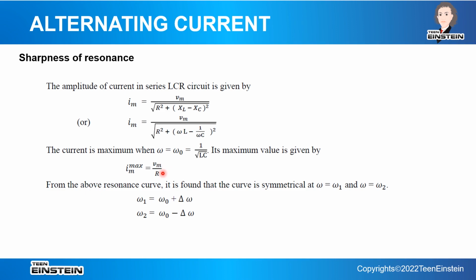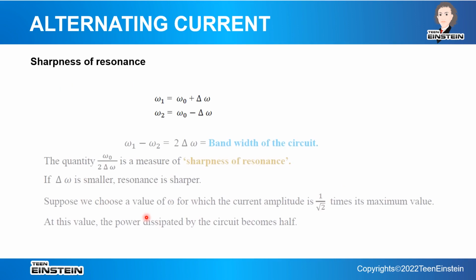Now, from the above resonance curve, it is found that the curve is symmetrical at omega equal to omega 1 and omega equal to omega 2. Omega 1 equals omega 0 plus delta omega. So we are choosing a frequency on the right side of omega 0, at a value of delta omega away from omega 0. Omega 2 is on the left side of omega 0, at a value of delta omega below omega 0. At these two frequencies, the value of current has to be the same.